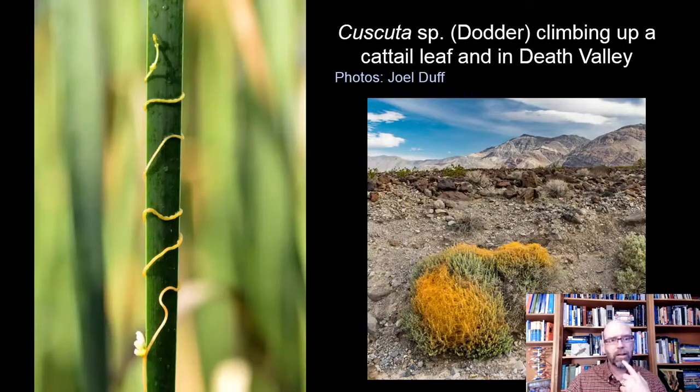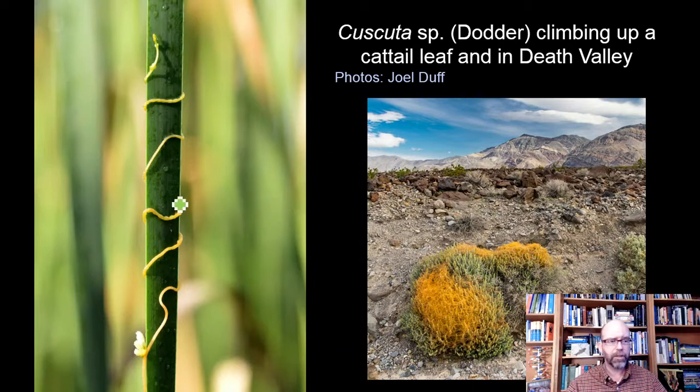So let's look at a little bit more mundane one, but a very common one that almost anyone here in North America has probably seen and not known they've seen. And hopefully after this, you'll now recognize it. You'll be like, hey, I see a parasitic plant, and you can tell people about parasitic plants. This is Cuscuta. And there are many, many species of Cuscuta.